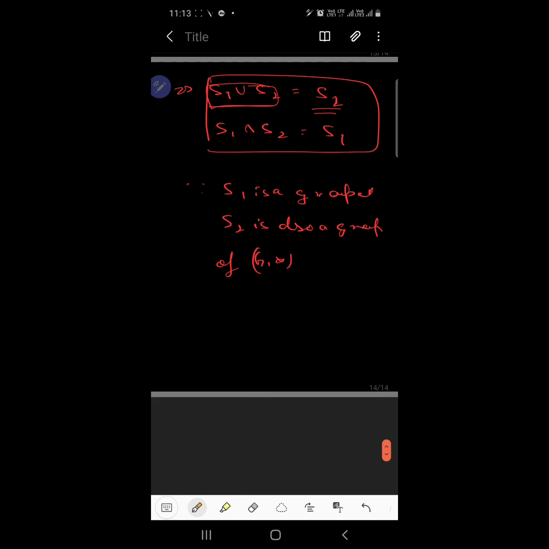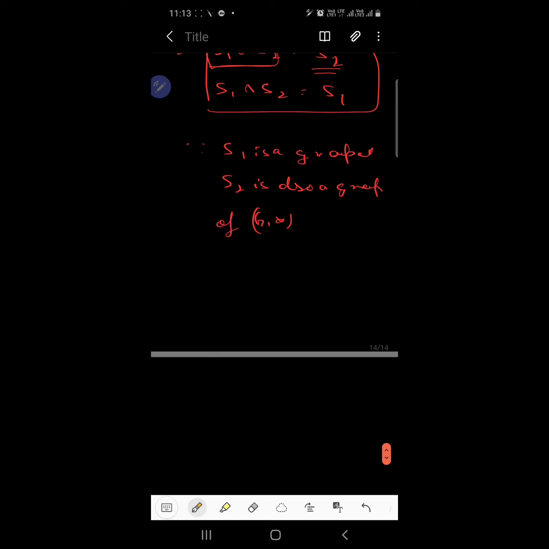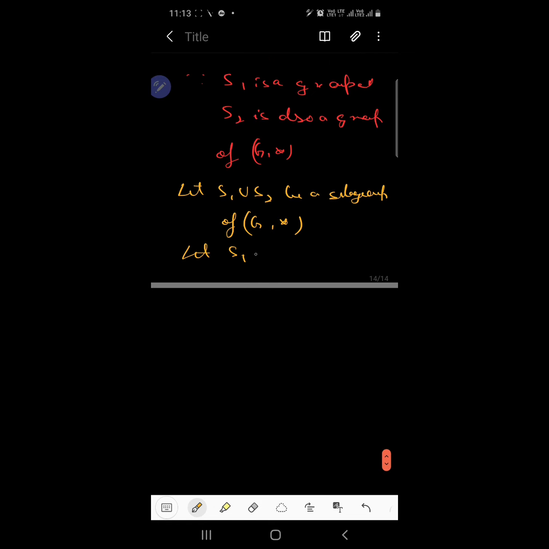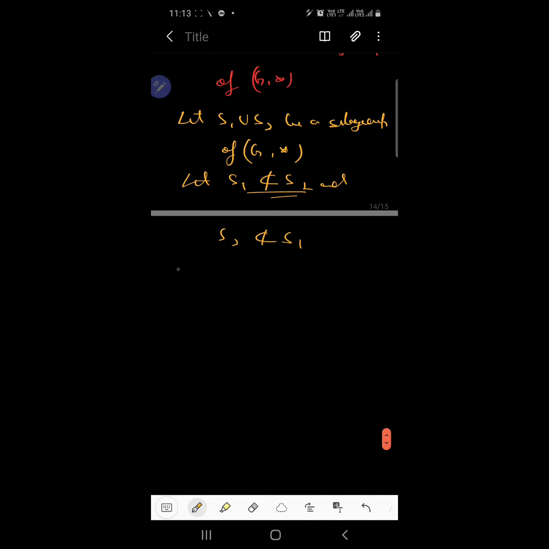Now we will be proving the converse of that. So how to prove the converse? Let's see. Let S1 union S2 be a subgroup of G star. Let S1 not be a subset of S2 and S2 not be a subset of S1. Let us consider these two. Now, since S1 is not a subset of S2, there is an A that belongs to S1, which implies that A does not belong to S2.